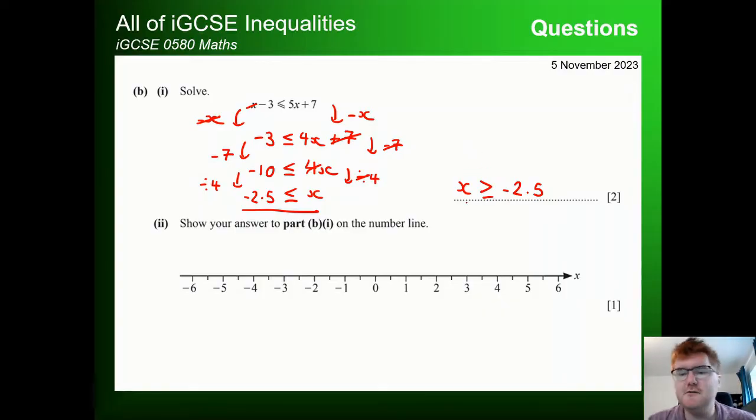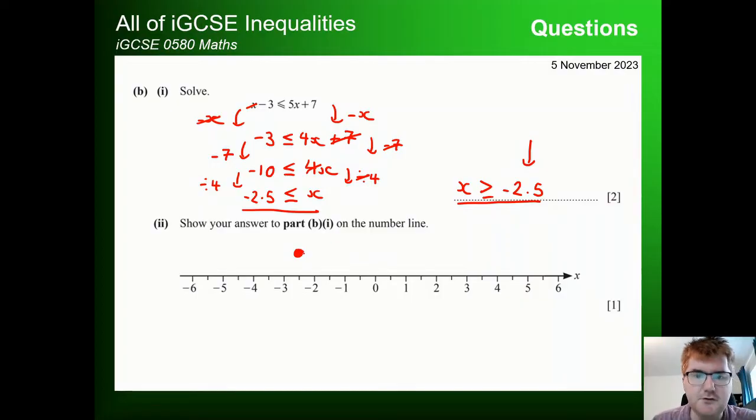However, it's useful writing it in this way for the next part here, part B. We're going to show this answer on the number line. So the way we do this is we look at the key value, so minus 2.5. We find that on our number line here. Because we have a greater than or equal sign, this is going to be a filled in circle. Notice in the previous question it was an open circle, but here it's filled in. And x is everything greater than or equal to minus 2.5.